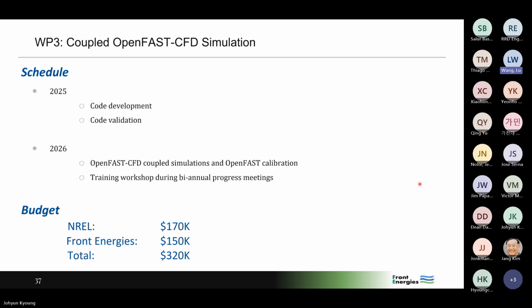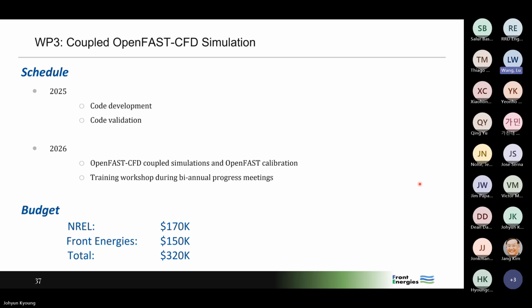All right, so this is a rough schedule for Work Package 3. The first year of the JIP will be spent on the necessary code development and some preliminary verification. We will also develop the necessary documentation on how to set up the coupled simulations in year 1. The second year of the JIP will essentially apply the tools developed to perform coupled OpenFAST CFD simulations to help develop the methodologies to calibrate mid-fidelity hydrodynamic models in OpenFAST and also validate the OpenFAST RLA predictions and OpenFAST CFD coupling.